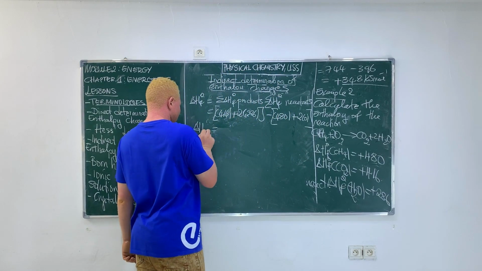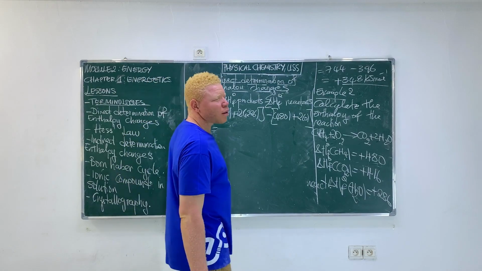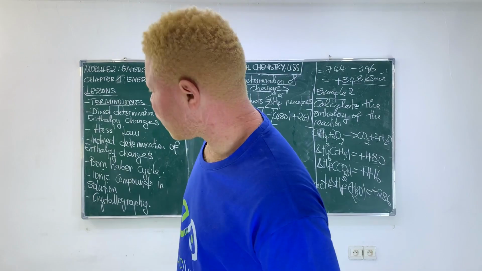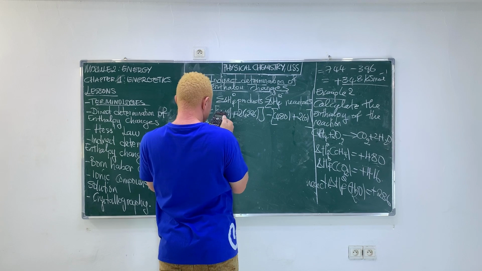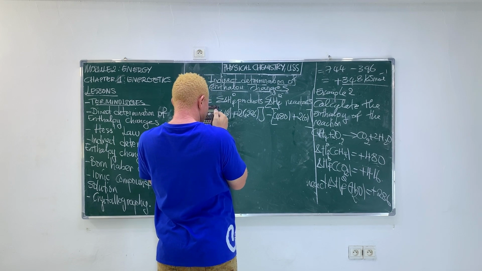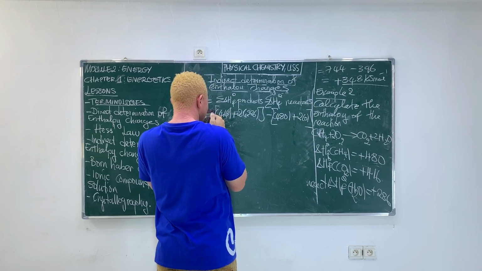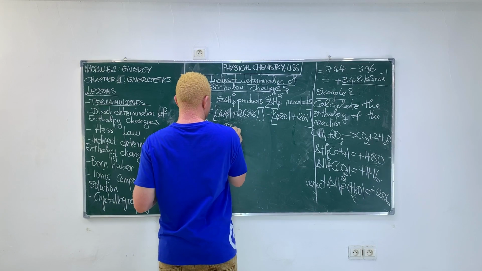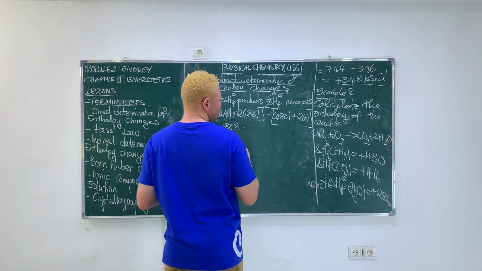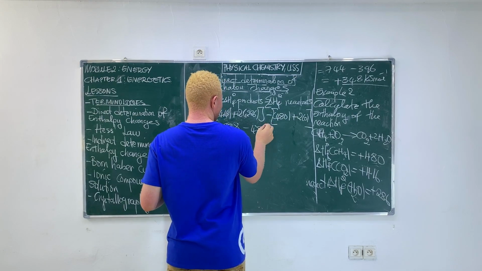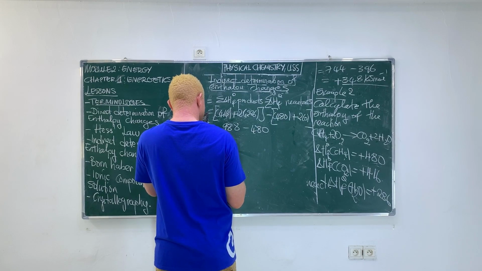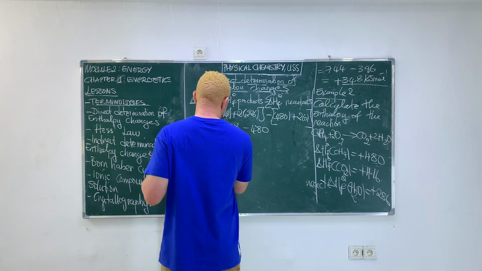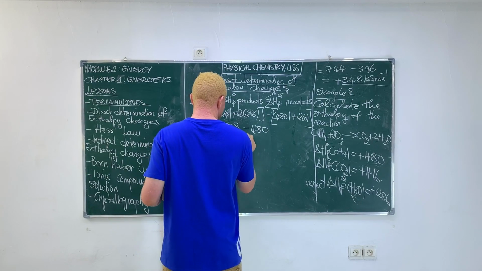So the enthalpy of reaction equals: take off. 2 times 2, it's 6. So 988 minus 480.